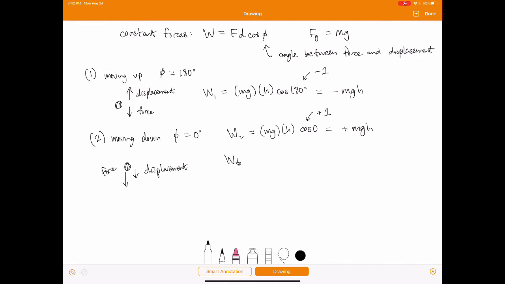The total, which is W1 plus W2, well, these two just cancel each other out. The work done on the way up is canceled out by the work done on the way down, so it gives you 0 total. So notice this is kind of similar to the spring force in that the total work done by gravity over this closed path is equal to 0.